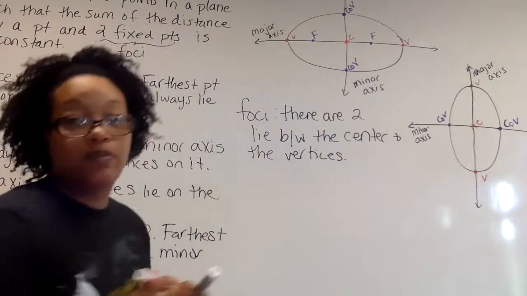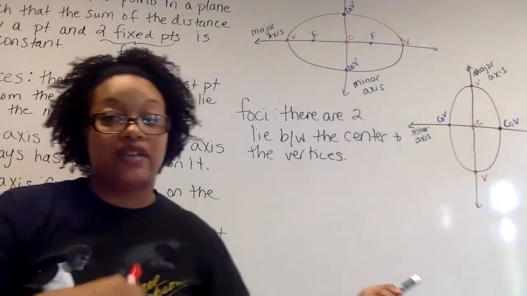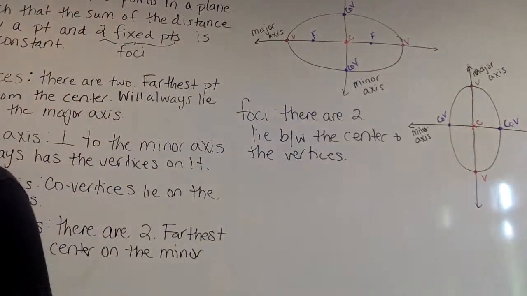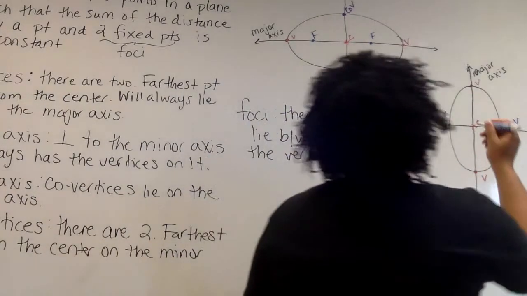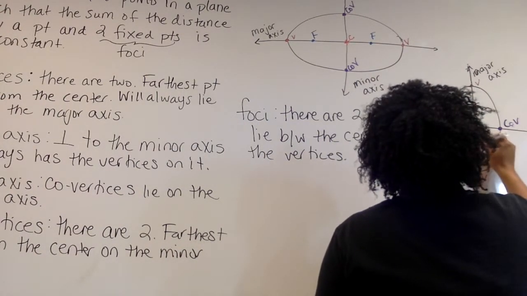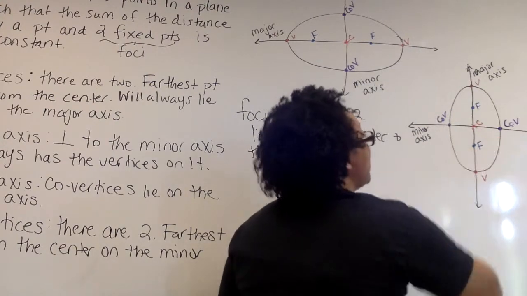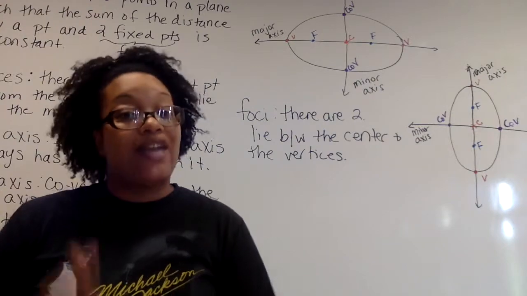And then your focus points, the F, the focus points, those are always between the vertex and the center. So let's go ahead and just eyeball those really quick. I did those in blue. So we'll just put those in there between the center and the vertex. So that's all the parts that you will need to identify. But now I need to tell you how.